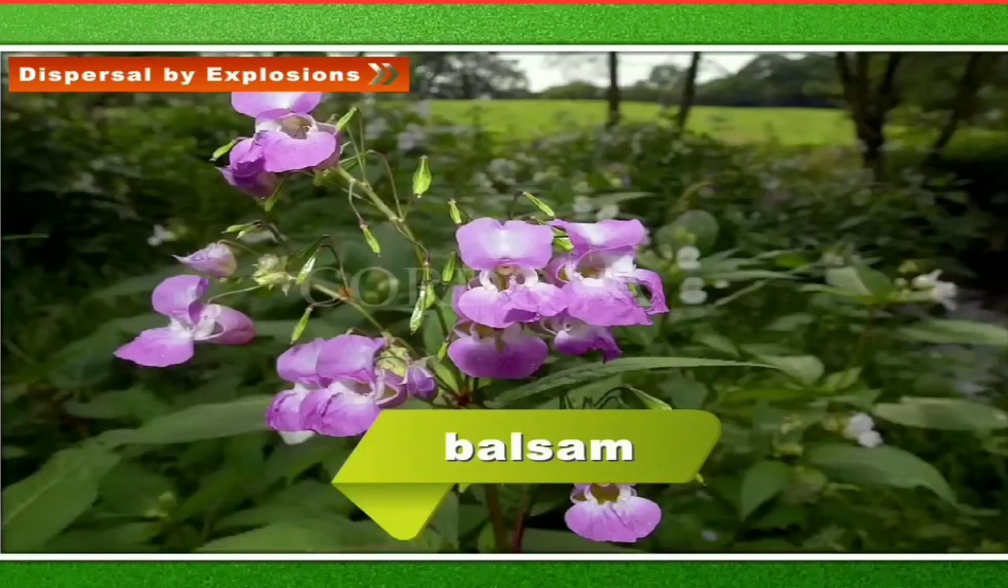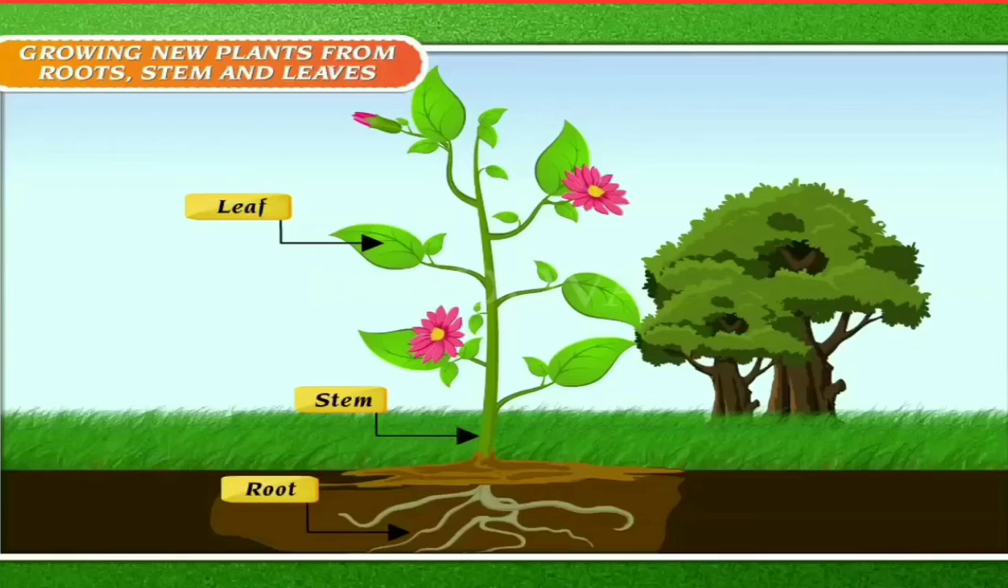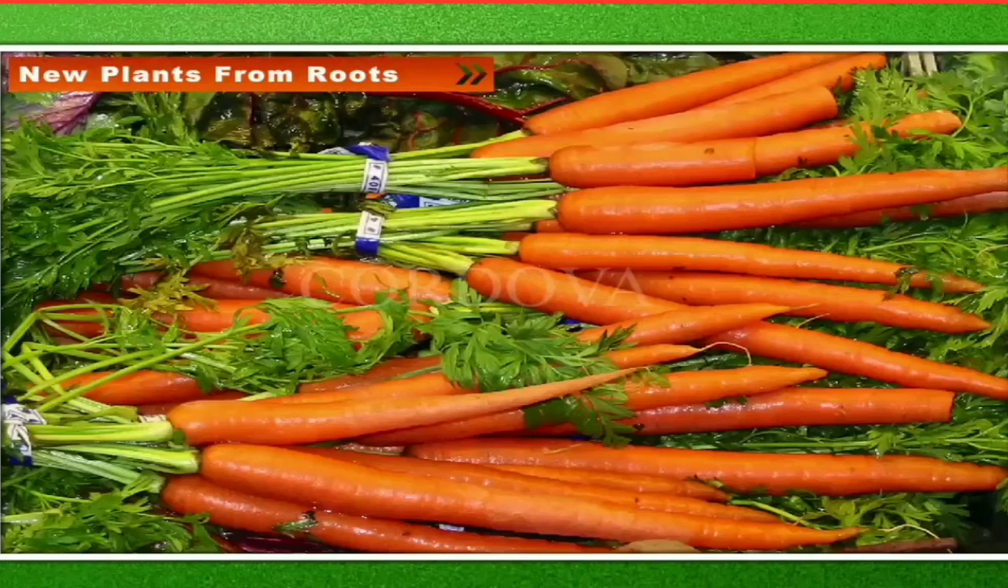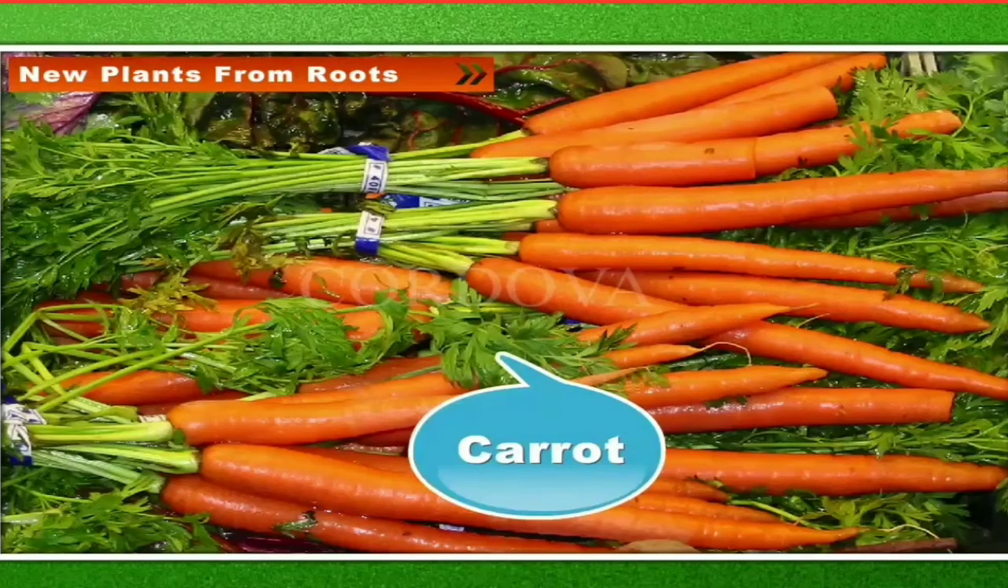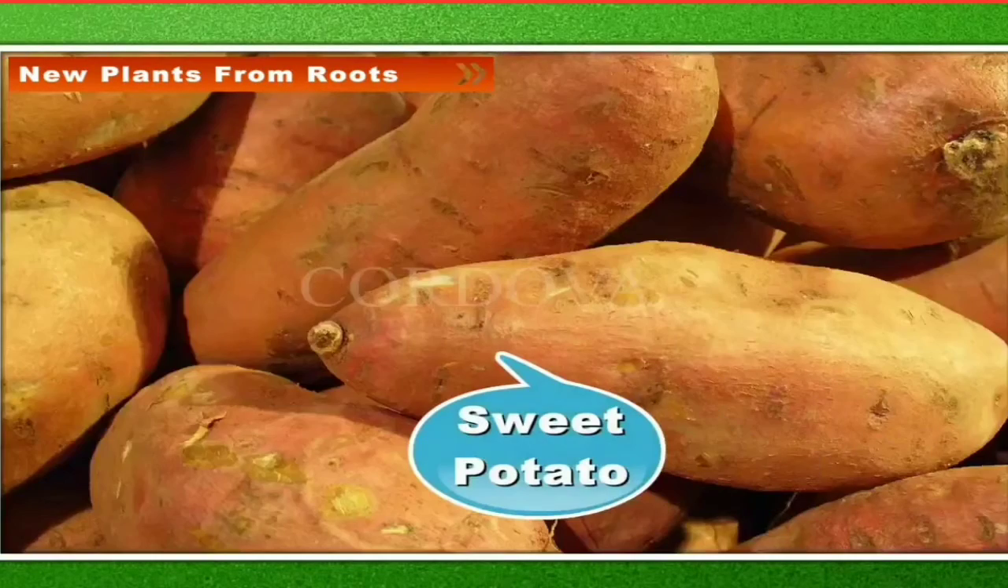Growing new plants from roots, stem, and leaves. New plants can also be grown from their roots, stems, and leaves. This method of growing plants is called vegetative propagation. New plants from roots. Roots of some plants, such as carrot, radish, turnip, and sweet potato.